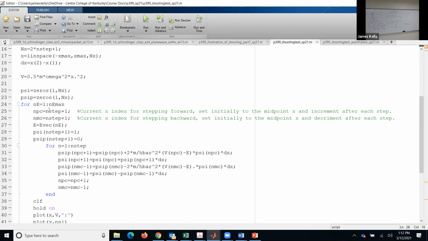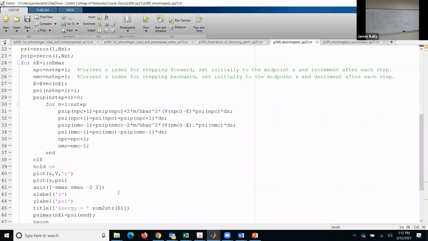Yes. No, I want to start. In other words, I want to start. So in my code, this is 51 here, and I want to define both psi and psi prime at that initial condition. And then I'm going to use those to step both of them forward and backwards and so on. So I want them to both start in the same index. Okay, good question.